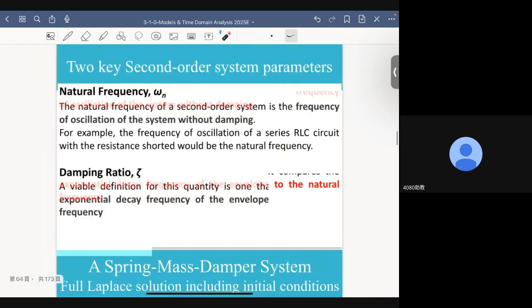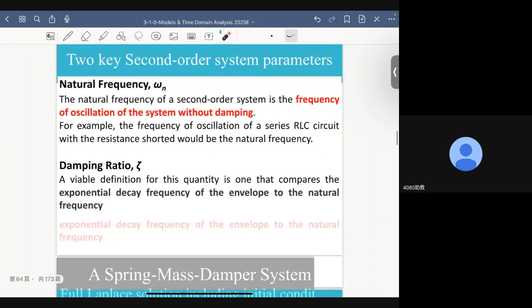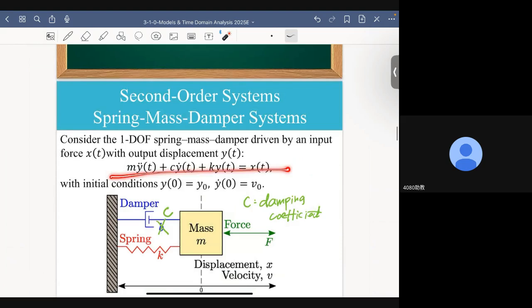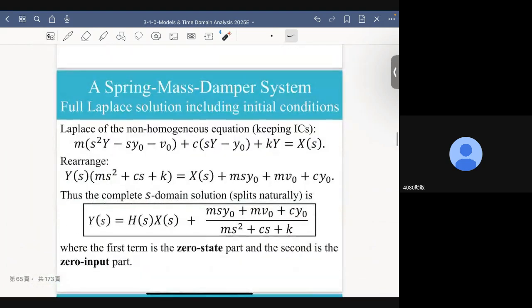All right. Now, here, let's study the spring mass damper system in the s domain. Okay. So what we need to do is we take the full Laplace solution, including initial conditions. So let's take the Laplace transform of the second-order differential equation of the spring mass damper system. And this time we include initial conditions. That is, we no longer assume y0 and v0 to be zeros.